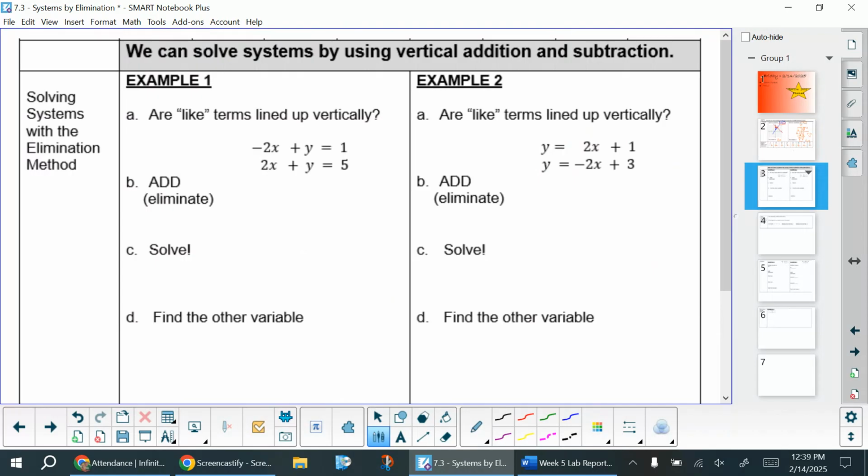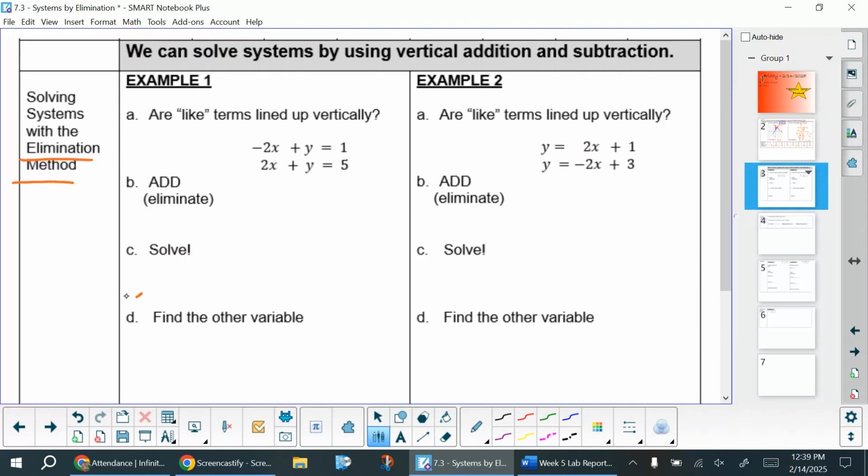So here's what we're going to do. Today we're going to talk about solving systems by using vertical addition and subtraction, basically adding one equation to another. And you'll notice something. These first two examples are specifically picked out to do one thing here. And you'll see that in a second. It's called the elimination method for a reason.